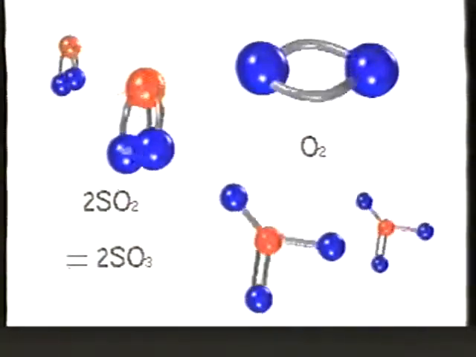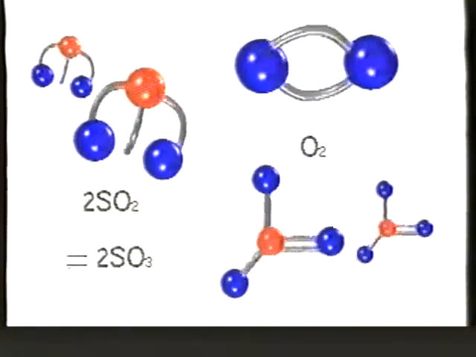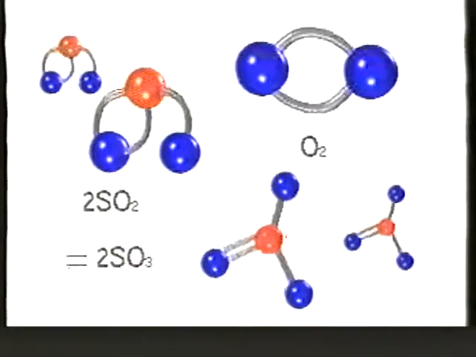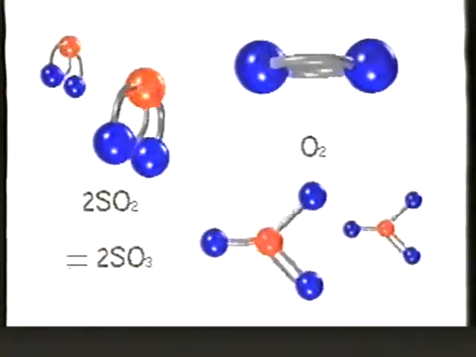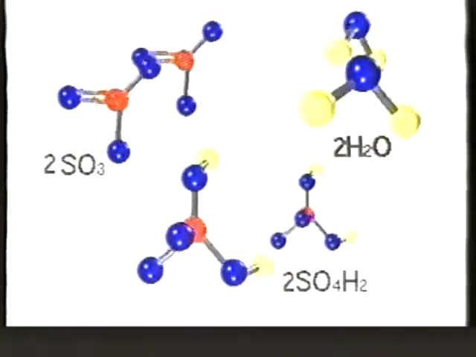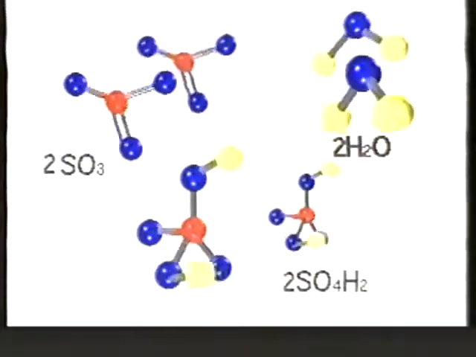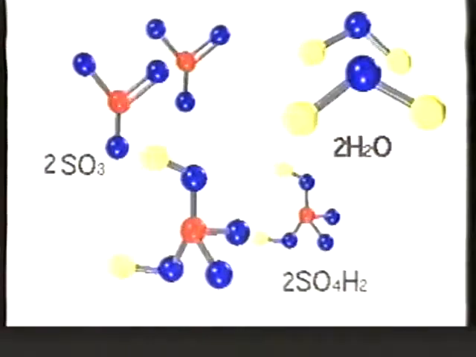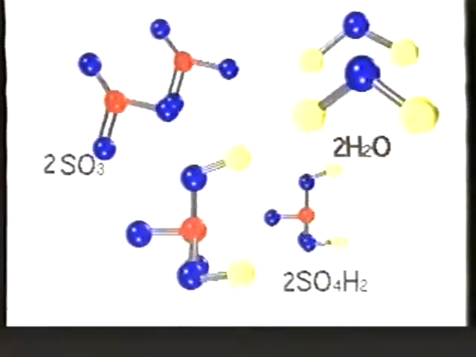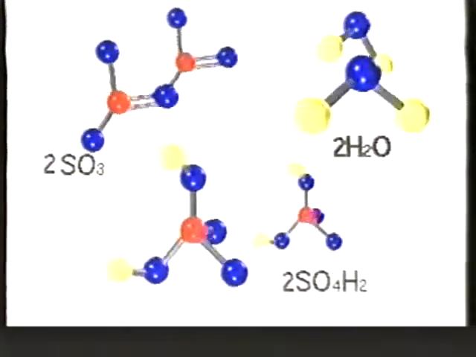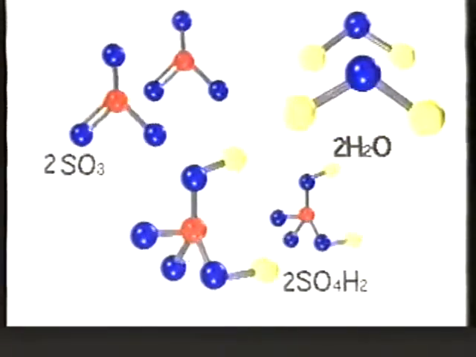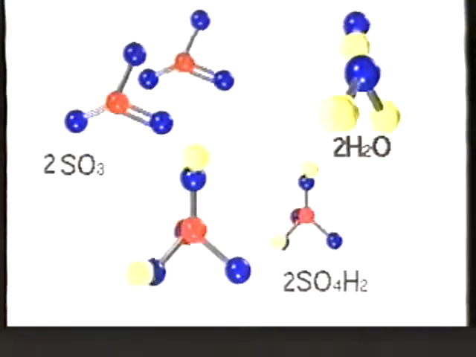Two sulfur dioxide molecules, or 2SO2, take on an oxygen molecule, or O2, which will give you two sulfur trioxide molecules, or 2SO3. Sulfur trioxide will rise up into the atmosphere, where the two sulfur trioxide molecules mix in the cloud with water, giving us two sulfuric acid molecules, or 2H2SO4, which will eventually fall to the earth as acid rain.